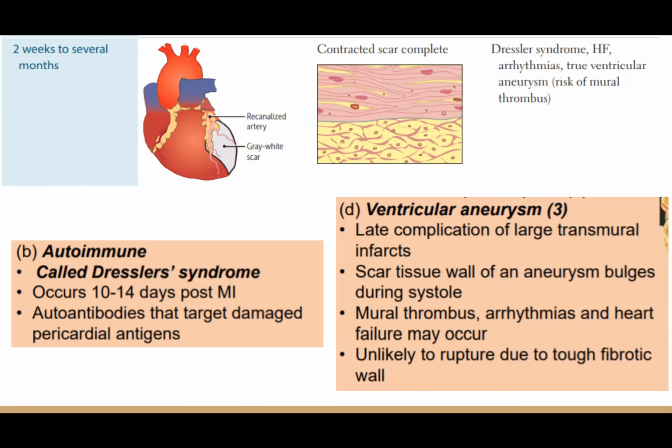And then a very late complication. We're talking like a year later, a very late complication is ventricular aneurysm. It's a complication of a large transmural infarct. That would be a STEMI, ST elevation myocardial infarction. Scar tissue, of course, is not going to have the same structural integrity. It's going to bulge during systole. You can get a mural thrombus, highlight that word. Arrhythmias and heart failure can occur.